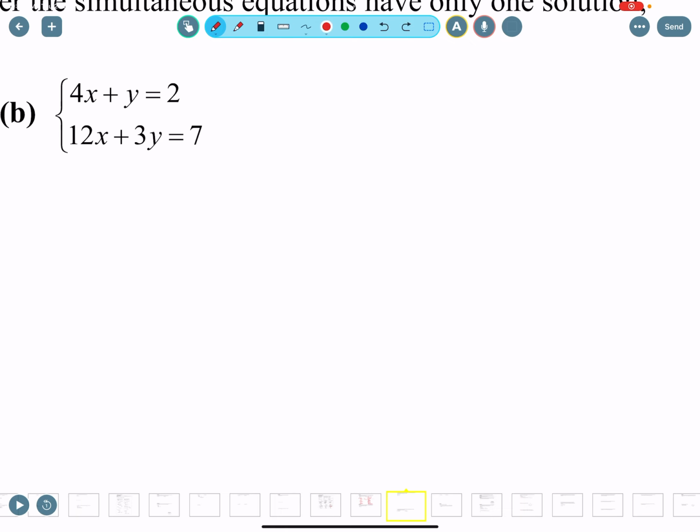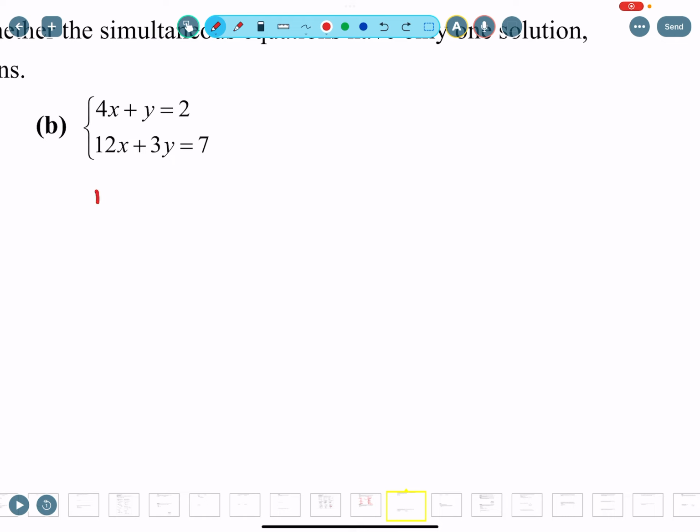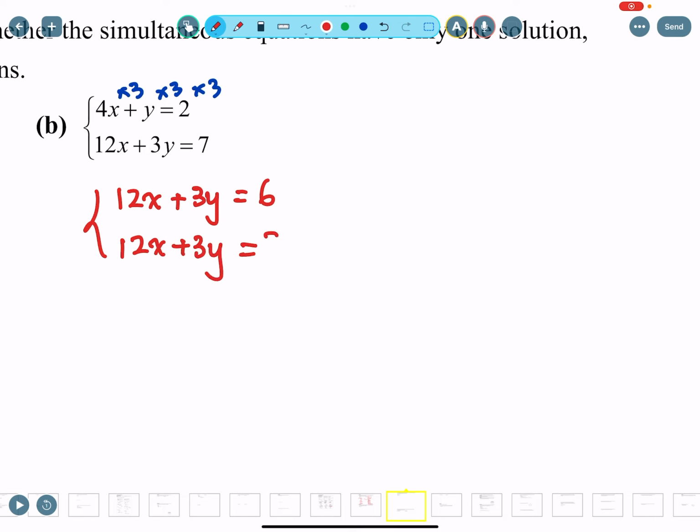Now let's try this one over here. So I'm gonna change the 4 into a 12. So that means I have to multiply 3 to all of them. It's gonna be 12x plus 3y equals 6. Then we have 12x plus 3y equals 7.